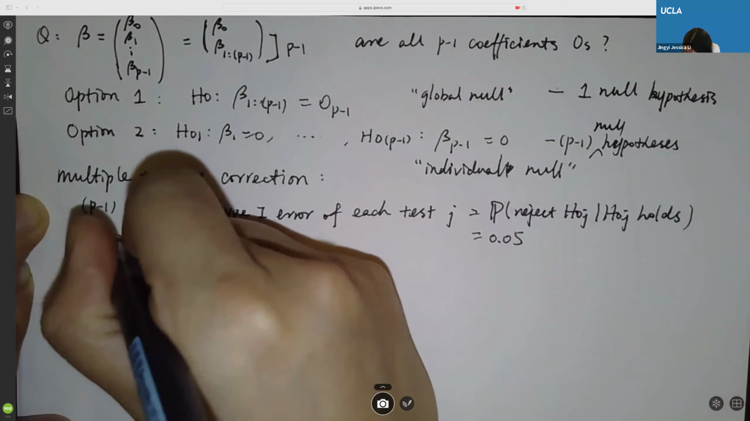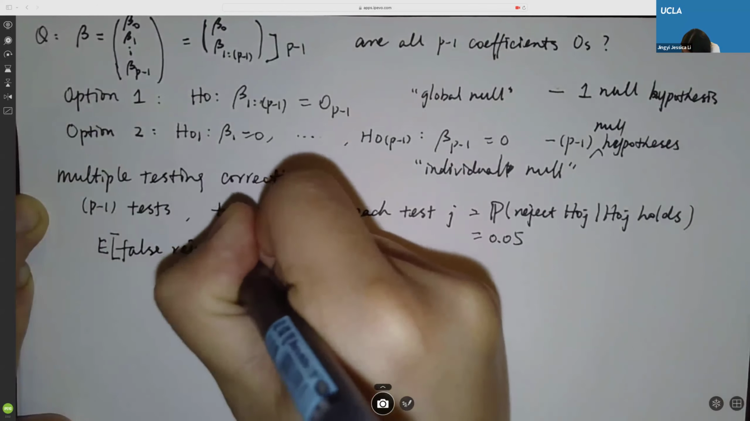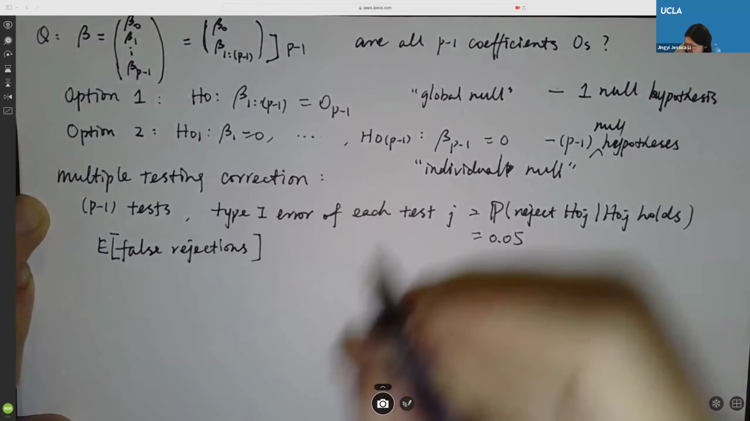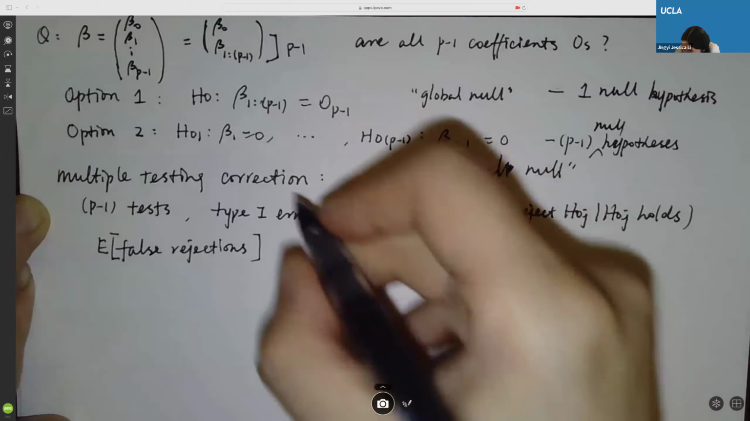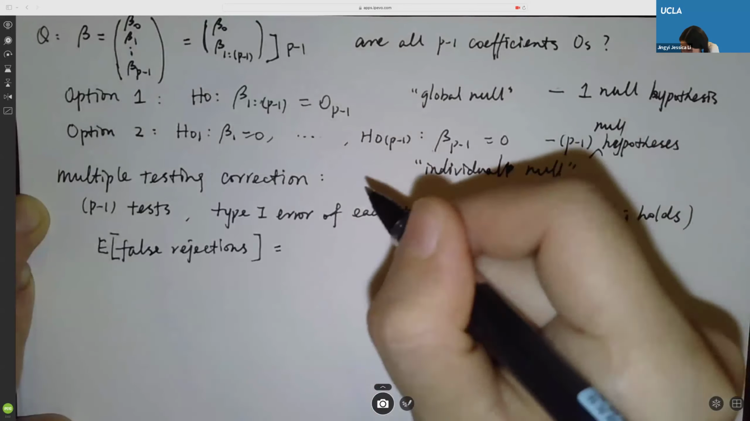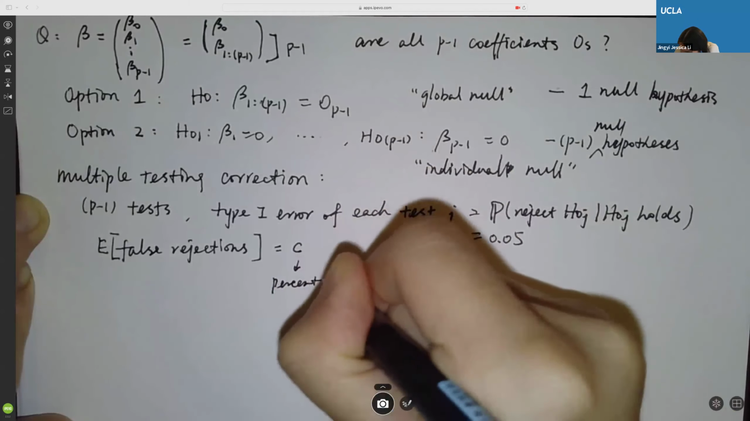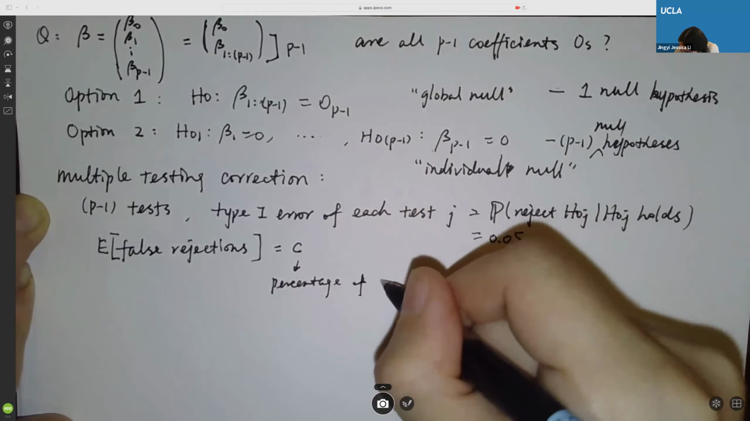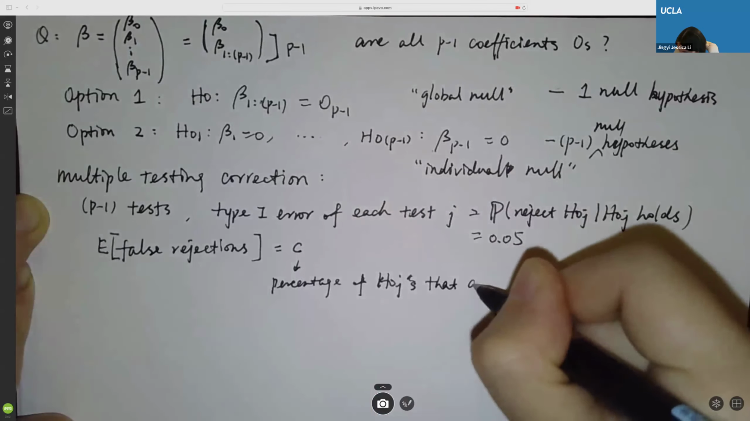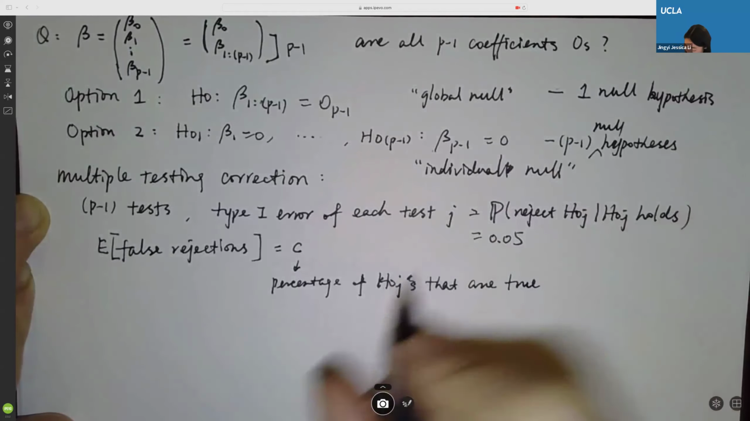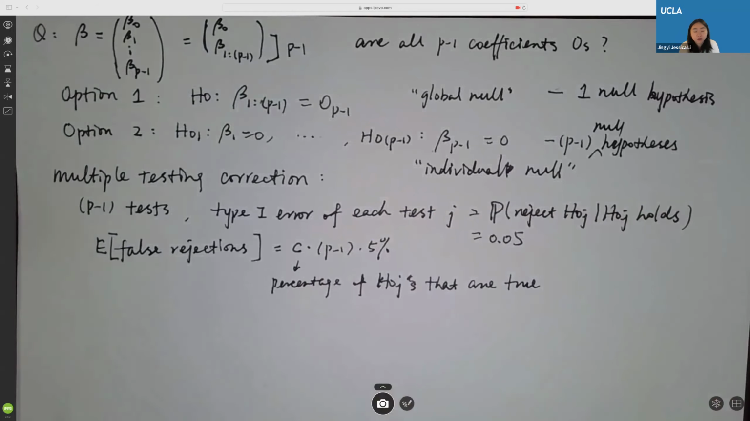So the expected number of false rejections would depend on how many of your tests here are true. But let's just say, let me give it a name, maybe C, say C is the percentage of H0Js that are true. Suppose that I know this, even though I don't, okay, C times p-1 times 5% is your expected number of false rejections.